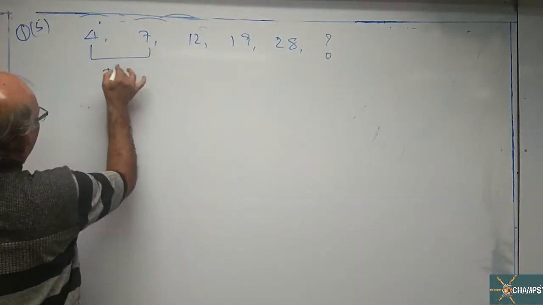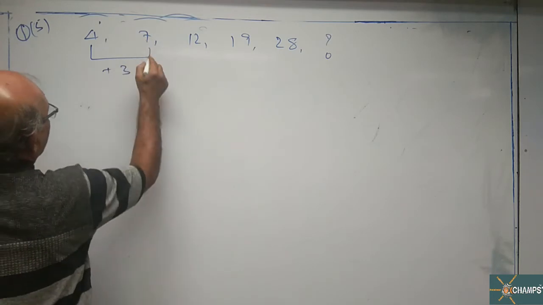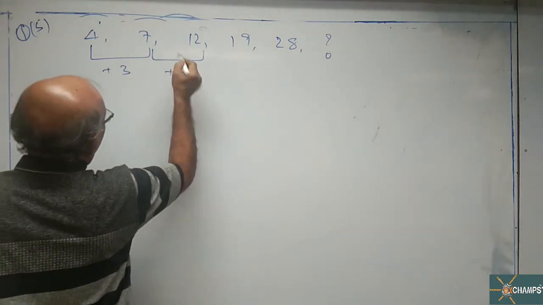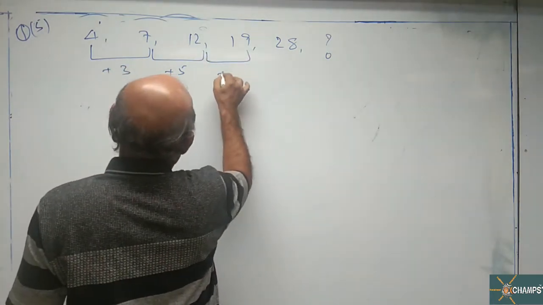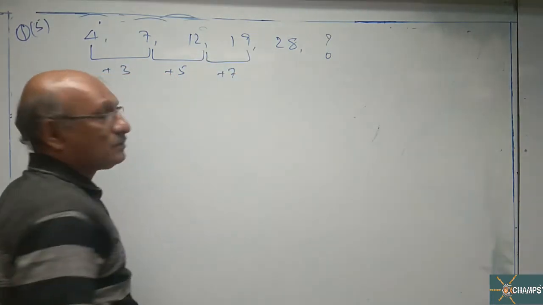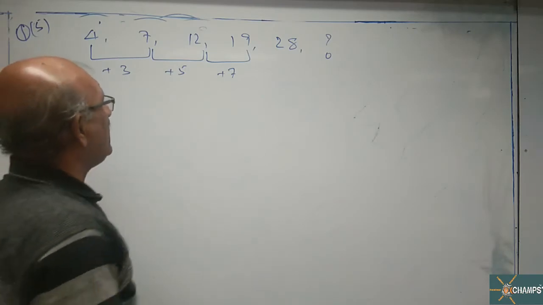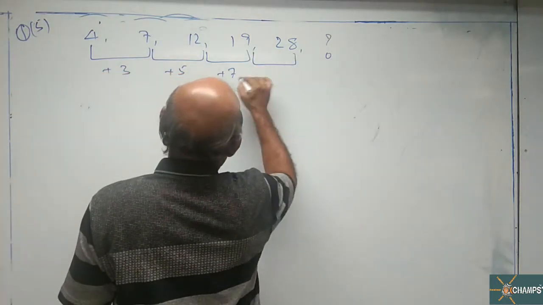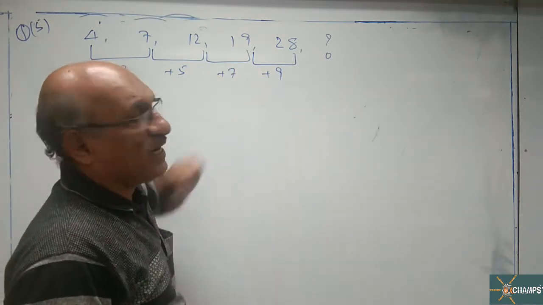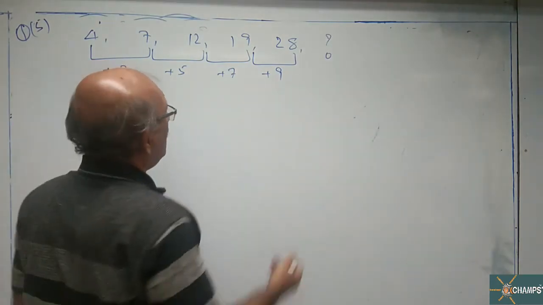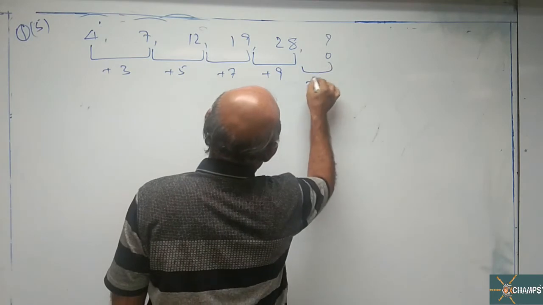Difference of these two: this is plus 3. 4 plus 3, 7. 7 plus 5 is 12. 12 plus 7 is 19. 19 plus 9 is 28. 3, 5, 7, 9. It is in arithmetic progression. So next is plus 11.